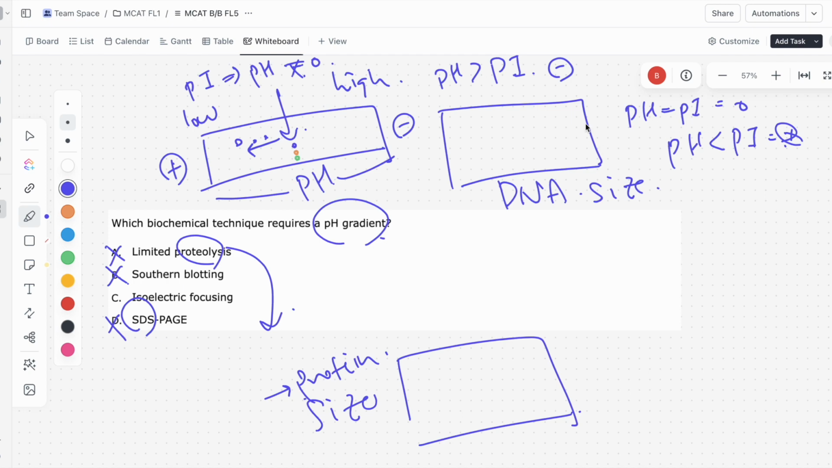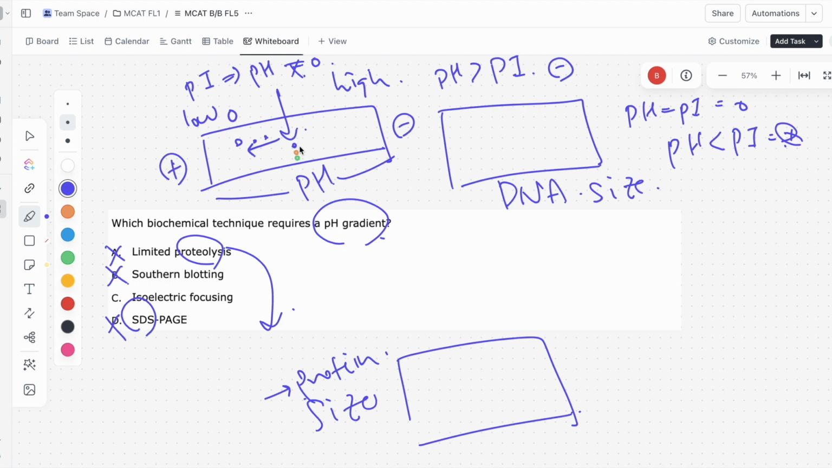it's going to travel until the pH at this point is equal to its pI. So the pH used to be higher than the pI when the protein was dropped off in the middle here, but as it moves to the left, the pH gradient decreases the surrounding pH, which means the pH is eventually going to reach its pI point. And what does that mean? It means the protein itself is going to have an overall 0 charge, and that 0 charge means it's not going to be attracted to the positive side or the negative side.